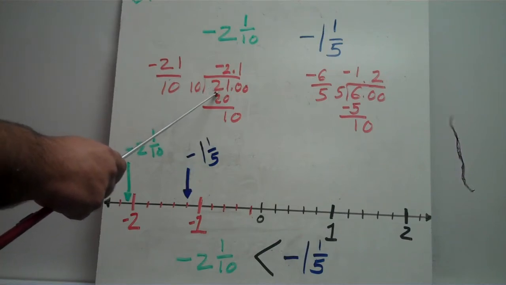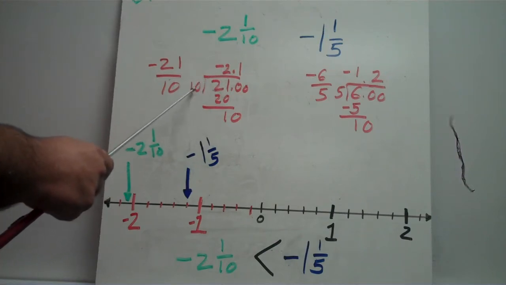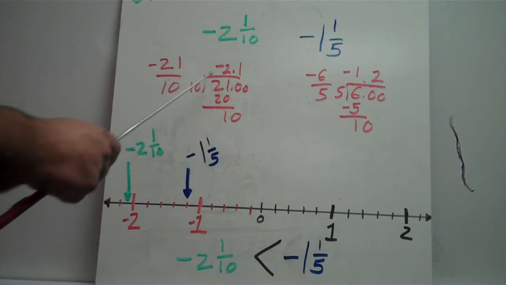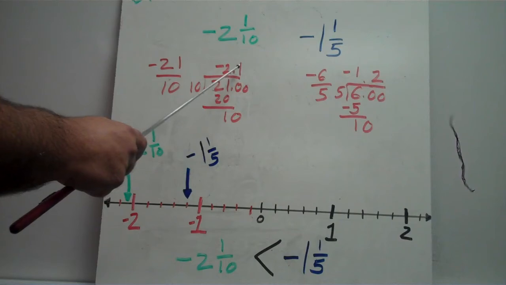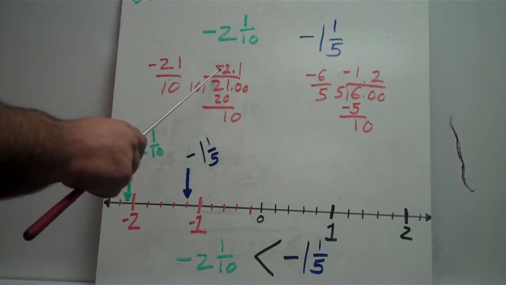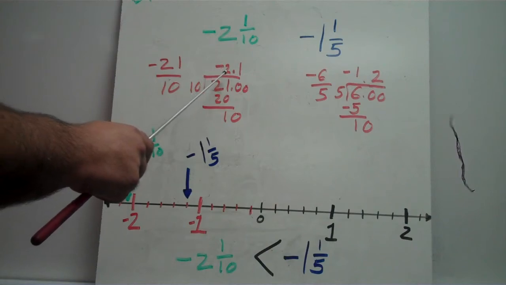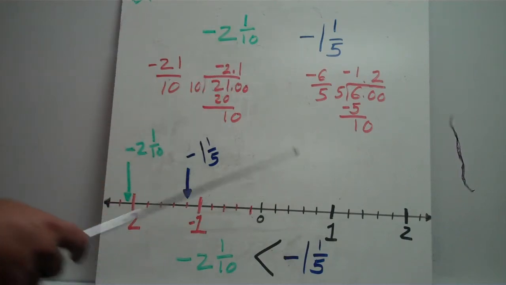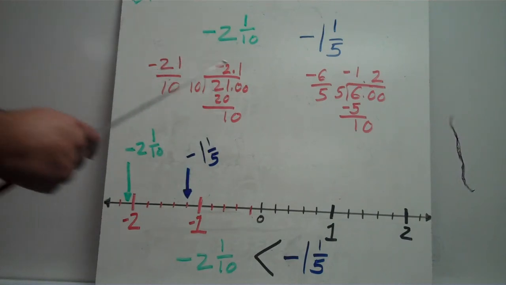10 goes into 21 two times. 2 times 10 is 20. We subtract and we get 1. We bring down a 0. 10 goes into 10 one time. 1 times 10 is 10, and we subtract and we get 0. So our decimal version of 2 1/10 is 2.1, and we're going to attach our negative to that. So that's negative 2.1.